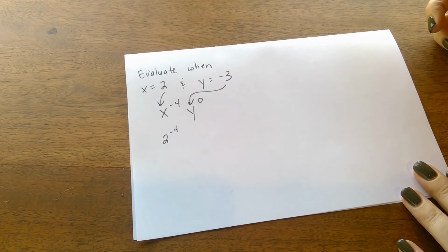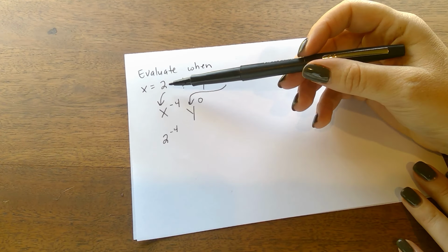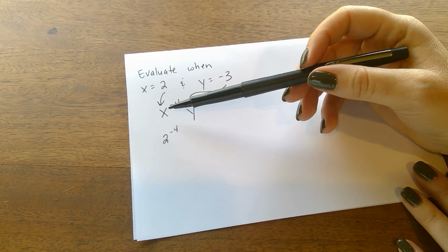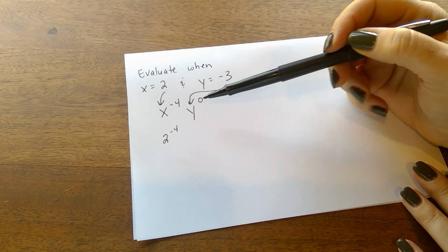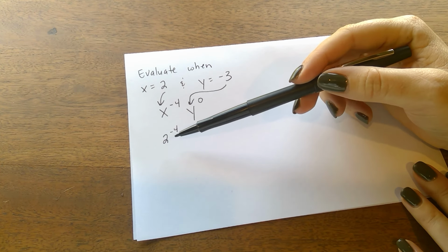Okay, so let's work through this one together. It says evaluate when x is 2 and y is -3. So the first thing you want to do is put the number for the x in for the x and the number for the y in for the y. So I put the 2 in for x, so 2 to the -4th.